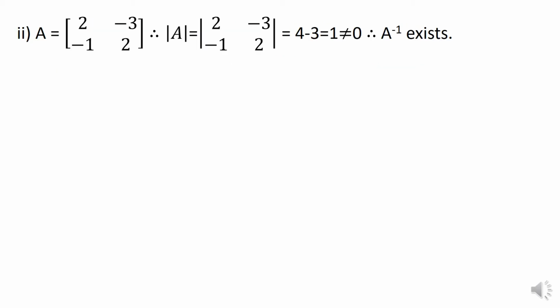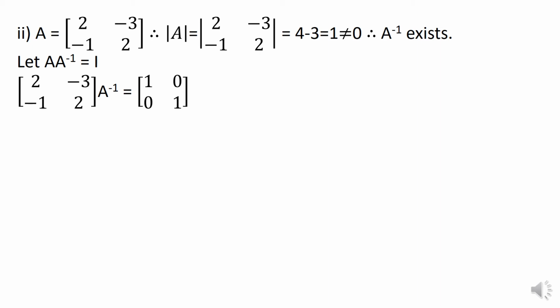One more sum, let us go through. As usual, mod A is found over here. Mod A comes out as 1. Okay, so we conclude that A inverse exists. Now, let me write the steps first. A into A inverse is equal to I. So, by row transformation, we are going to convert A.